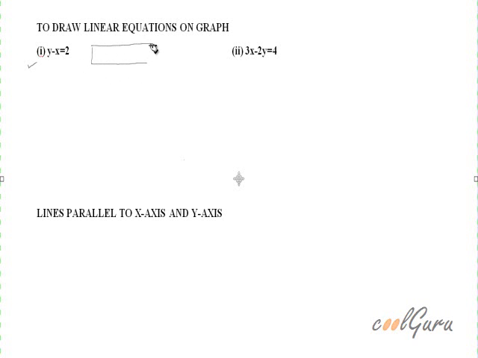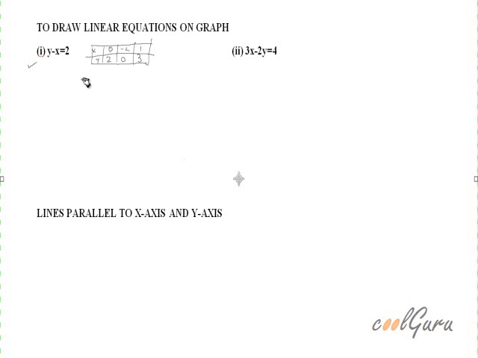Let the solutions be, say, (x, y). For x is equal to 0, y is 2. For x is equal to minus 2, y is 0. And for x is equal to 1, y is equal to 3. Now, to know how we have found these solutions, you can check our video on solution of linear equation. In that video, we have explained how we have found these solutions.